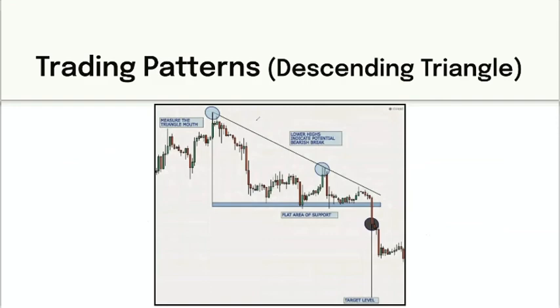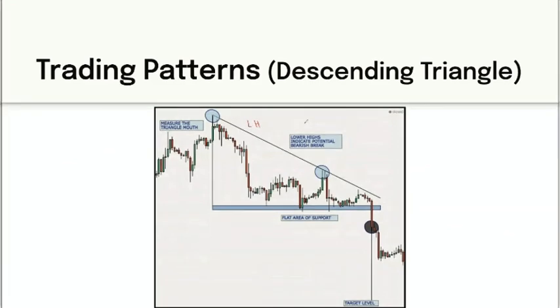Lower highs. So if you guys have learned earlier, what are lower highs? Lower highs are basically peaks that are successively getting lower and lower. So the next peak will be lower than the previous peak. Okay, so lower highs. So what you do is you connect the lower highs with the trend line. That's number one. Okay, number one is your lower highs.